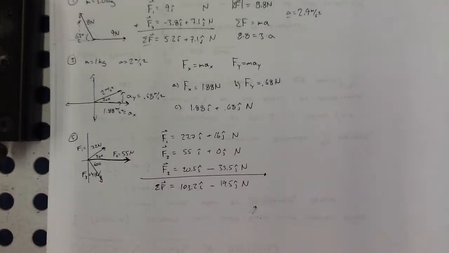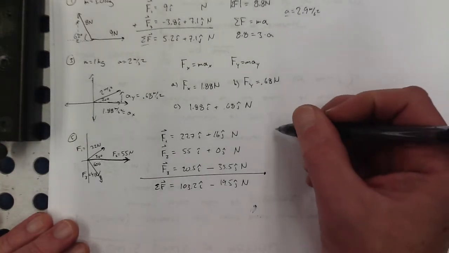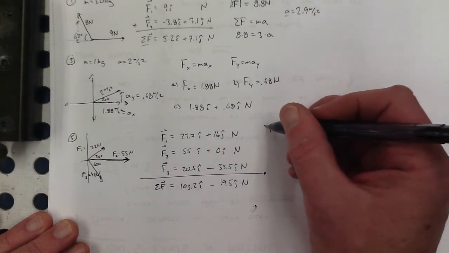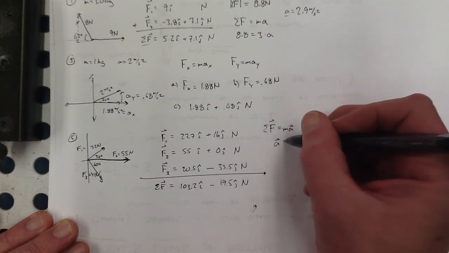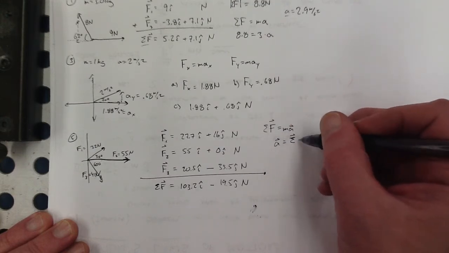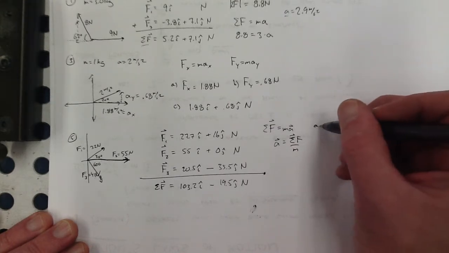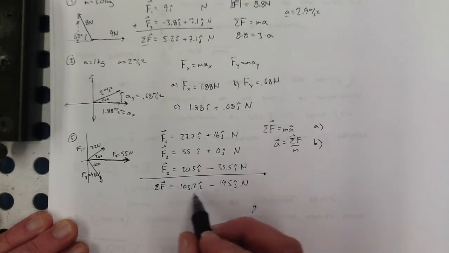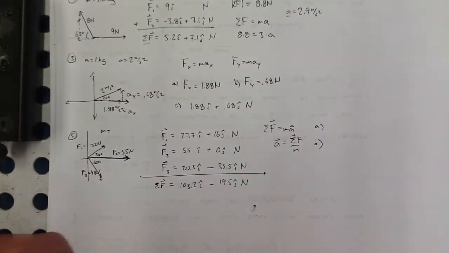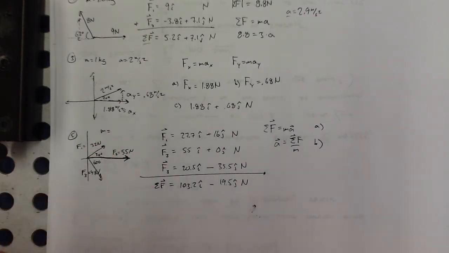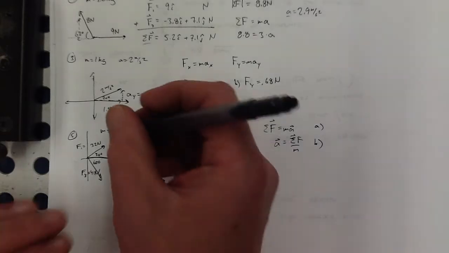Okay, so let's see. What do they want? How do they want us to report the answer here? What's the asteroid's acceleration in unit vector notation? So if the sum of all forces is equal to mass times acceleration, then acceleration is equal to the sum of all forces divided by the mass. So for parts A and B, I just need to divide these by the mass of the asteroid, which is called the masteroid. Just kidding, that's not really a thing, but you could smash those words together, kind of asking for it. 120 kilograms it is.